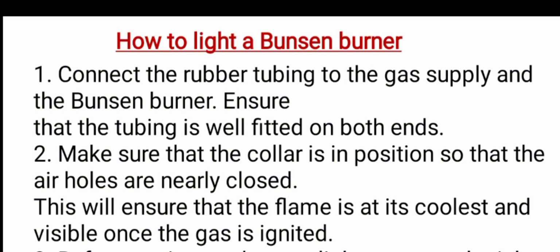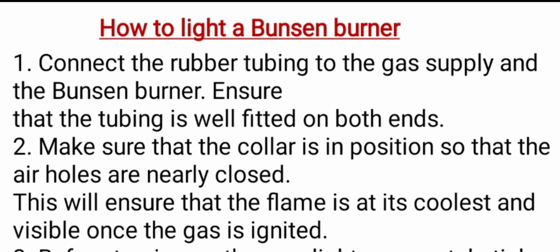Now, how do you light a Bunsen burner? There are 3 main steps to take when lighting a Bunsen burner. The first is to connect the rubber tube to the gas source, or gas supply, and the Bunsen burner. Let the two be connected. As you do that, ensure that the rubber tubing is well fitted on both ends.